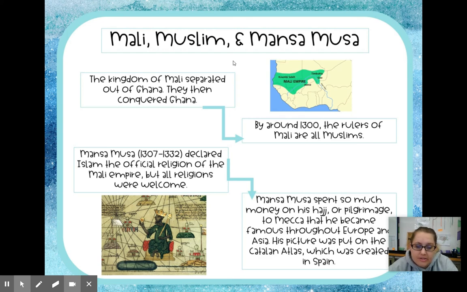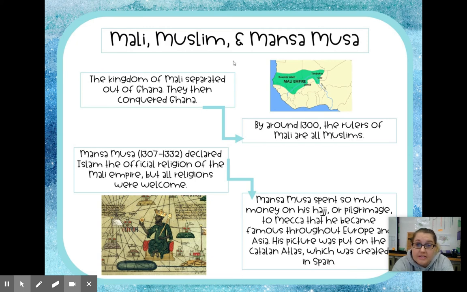So one of the major leaders in Mali is Mansa Musa. And Mansa Musa is known for declaring Islam the official religion of the Mali Empire. However, he accepted all religions into Mali. So if you weren't a Muslim, you could still come and you could still live in Mali. Now, of course, this is a huge difference from the kingdom of Ghana, right? Because in the kingdom of Ghana, Muslims couldn't even come inside. Okay, so now not only are most of the leaders Muslim, but a lot of the people are, and anybody could come. All right, so quite a big change between Ghana and Mali. Now, talking about Mansa Musa, he decided to go on his pilgrimage.